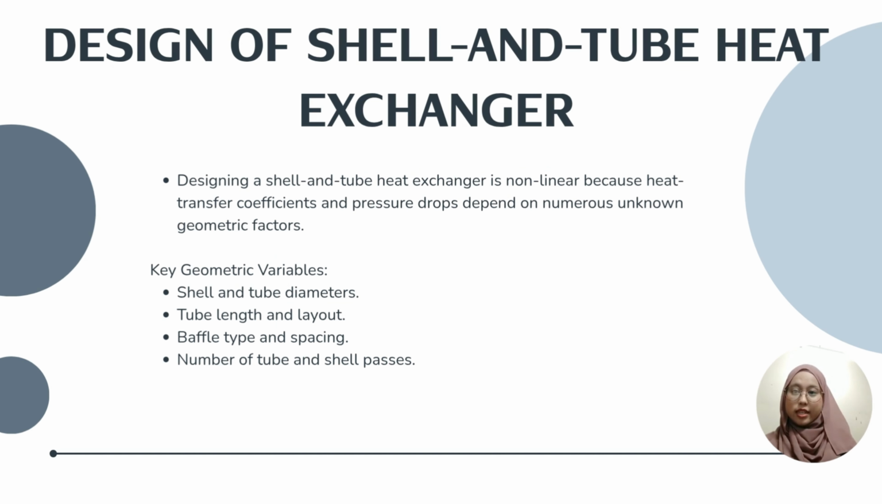To start, it is important to understand that designing a shell and tube heat exchanger is not a straightforward calculation, but an iterative process. This is because critical factors like heat transfer coefficients and pressure drops are dependent on geometric details such as tube layout, baffle spacing, and the number of passes, which are actually the unknowns we are trying to solve for. We begin with known inlet conditions and at least one specified exit temperature to kick off the design cycle.